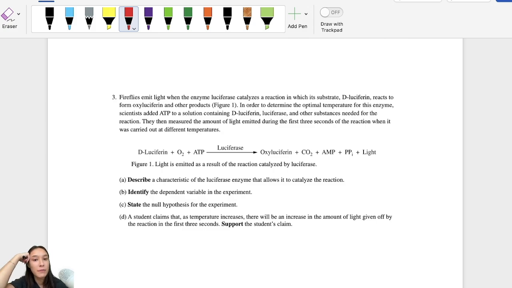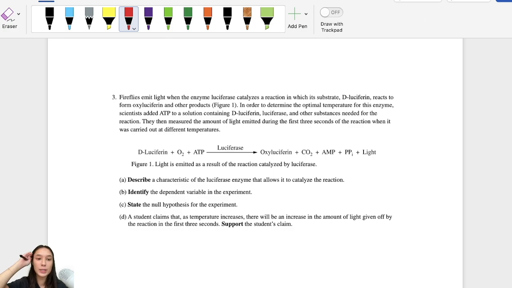This one says, fireflies emit light when the enzyme luciferase catalyzes a reaction in which its substrate, D-luciferin, reacts to form oxyluciferin and other products seen in figure 1. In order to determine the optimal temperature of this enzyme, scientists added ATP to a solution containing D-luciferin, luciferase, and other substances needed for the reaction. They then measured the amount of light emitted during the first 3 seconds of the reaction when it was carried out at different temperatures. Okay.